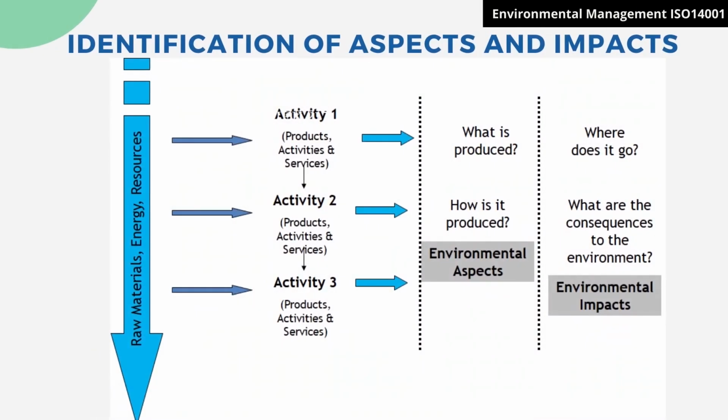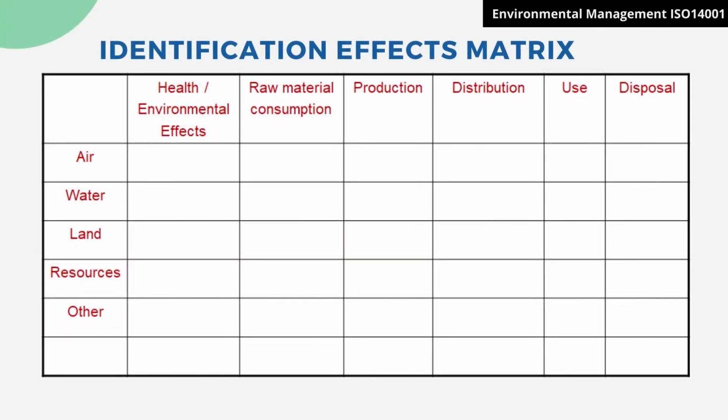Here you can see raw materials, energy and resources are used to perform different activities, due to which different environmental pollutants are produced, which are aspects and have impact on the environment. Aspects include factors like what is produced and how it is produced, while impact includes questions like where does it go and what are the consequences to the environment. Identification effects matrix. We can find aspects by following a matrix in which information is filled in accordingly.